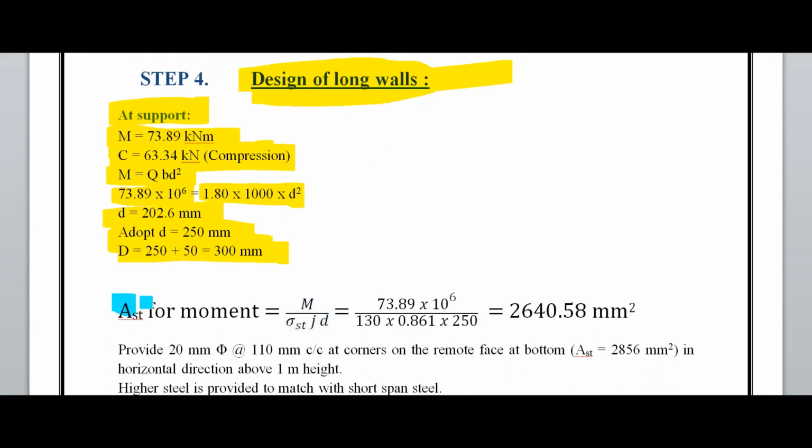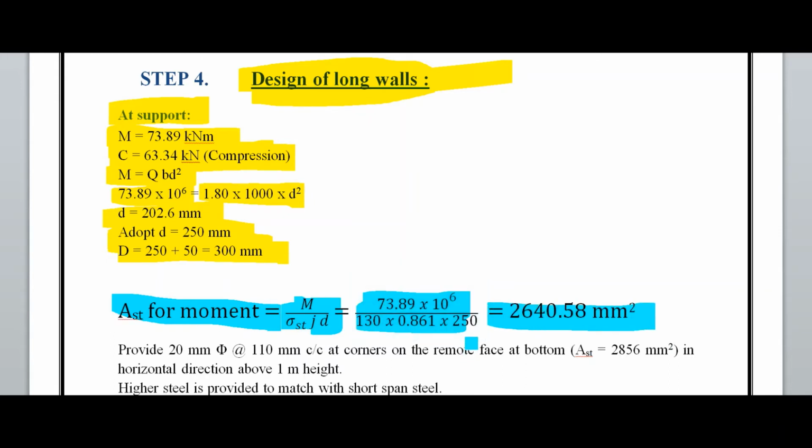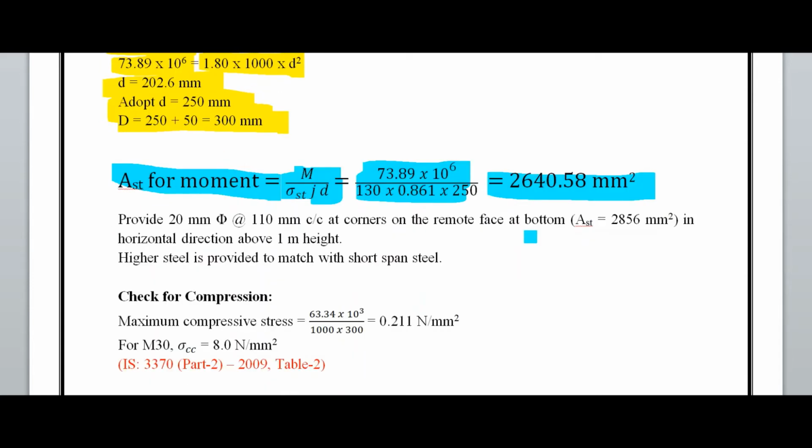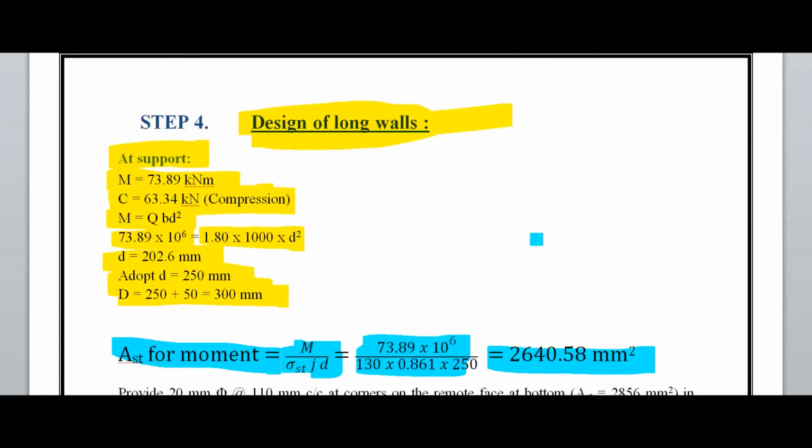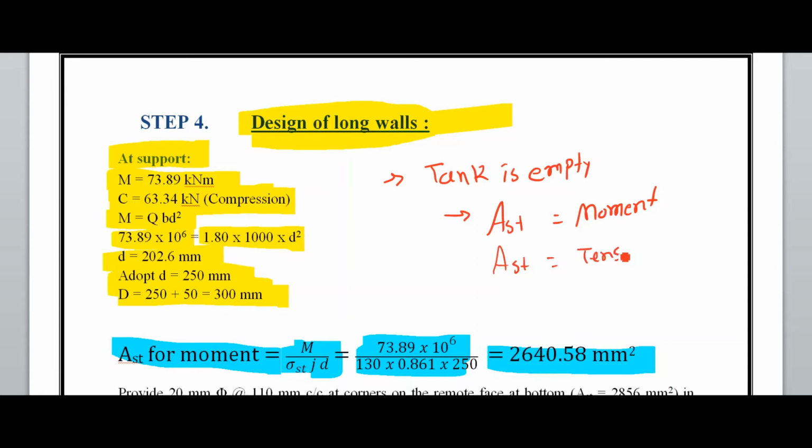So we have the moment. AST for the moment is M divided by sigma ST J into D. So we have AST 2640.58 mm square. Remember this one condition here: if we are going to design a water tank, if the tank is empty, at that time we have the AST only for the moment, not AST for the tension, because we have a compression here.